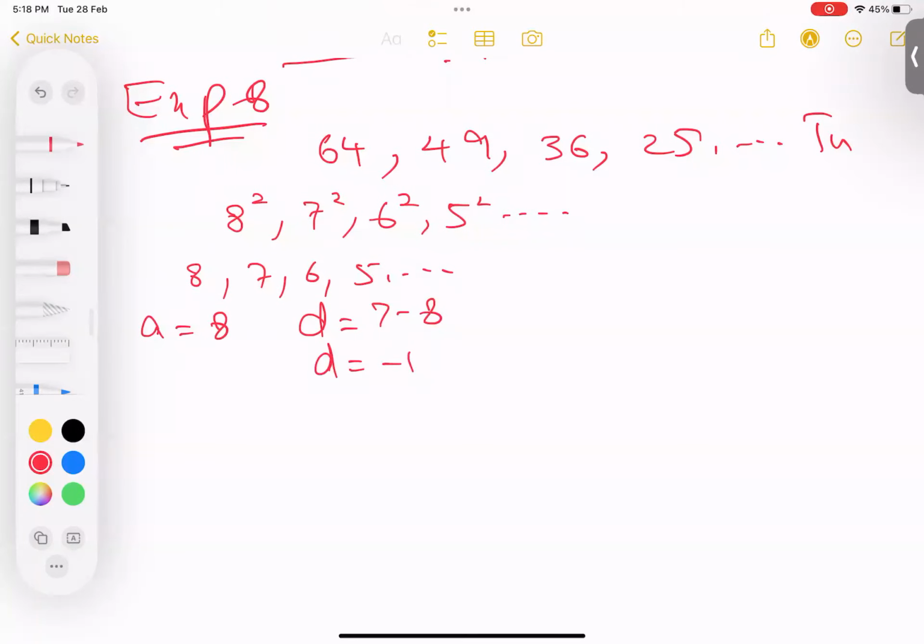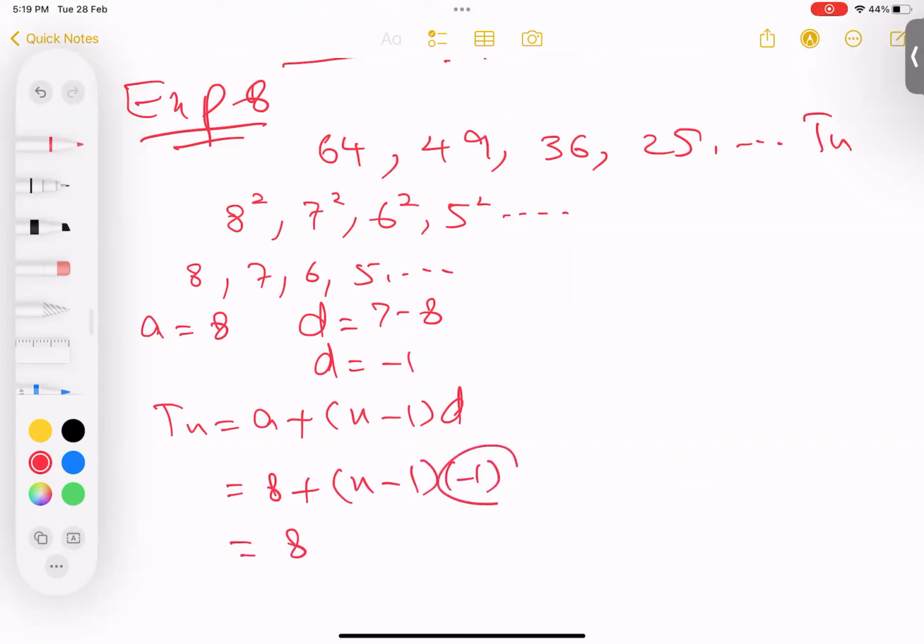Don't say 1, say minus 1. Now applying the formula, and the formula is a plus n minus 1 times d. A comes in the place of 8. You can see here 8. And n minus 1 comes here. So minus 1 into n, I get minus n. And minus into minus, we get a plus 1. And 8 plus 1 gives you 9. And 9 minus n. So I believe up till here it is clear.